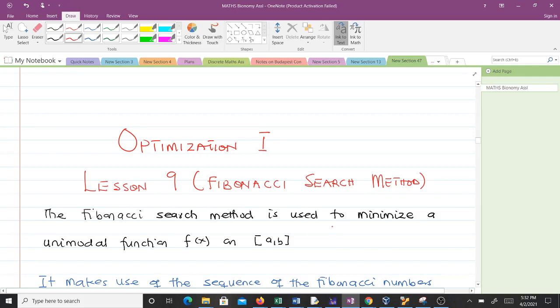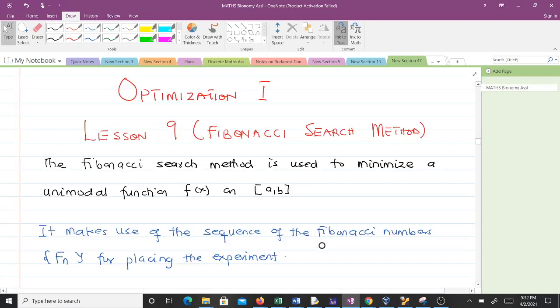So, the Fibonacci search method is used to minimize a unimodal function f of x on an interval AB. So what do we mean by a unimodal function? Okay, so a unimodal function is a function which has just one turning point. And the Fibonacci search method makes use of the sequence of the Fibonacci numbers for placing the experiment.